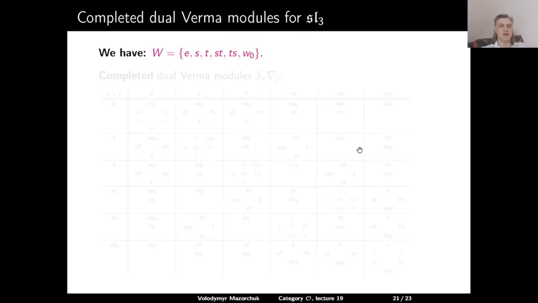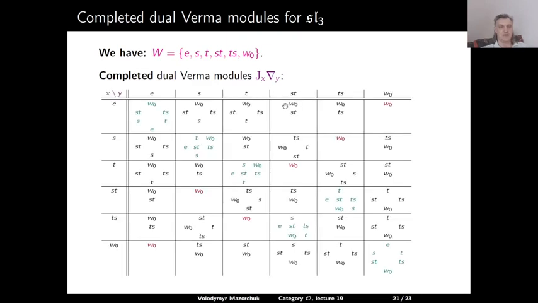In the case of sl3, our indices are e, s, t, st, ts, and w0. So here is a table of the modules Jx of nabla y, where x and y are arbitrary elements in W. So the first row here contains all nablas, the dual Verma modules. And the table shows that we can start with these dual Verma modules and complete them with respect to s, t, then st, ts, and w0. The interesting observations here are as follows.